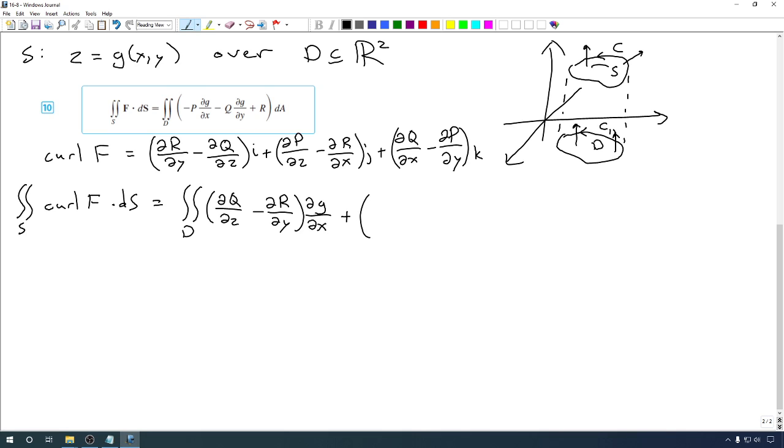Then again, the minus sign here, I'm going to swap the order. We'll have the partial of P with respect to z minus the partial of R with respect to x times the partial of g with respect to y. And then finally, we get to just add in the R. We have partial Q with respect to x minus partial P with respect to y.